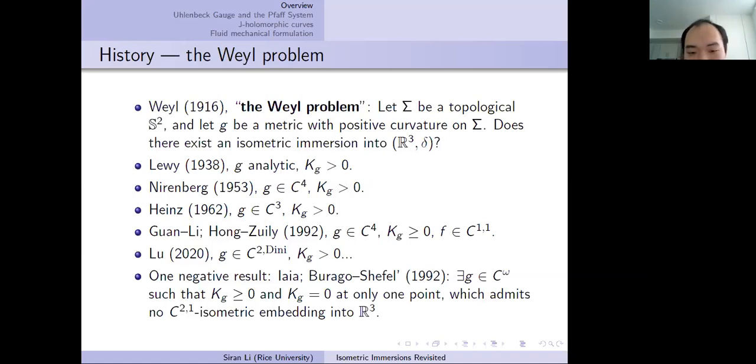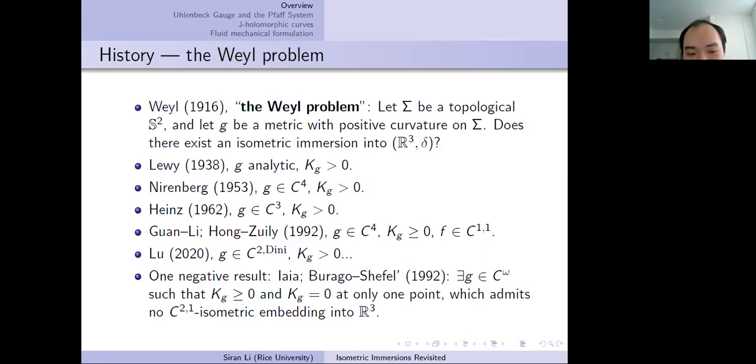proved, in different papers, Nirenberg's result but with K possibly degenerate, so it's just greater than or equal to 0. This is done by smoothing in the conformal class, and by sharpening Nirenberg's or Weyl's a priori estimates, which in turn don't depend on 1 over K. So in this setting, they can prove the existence of a C1,1 isometric immersion, or embedding.